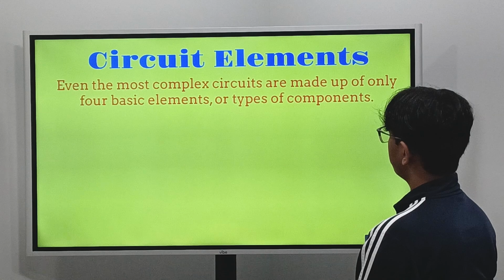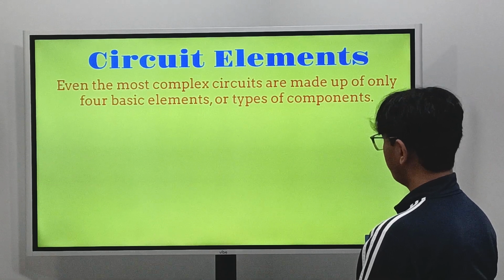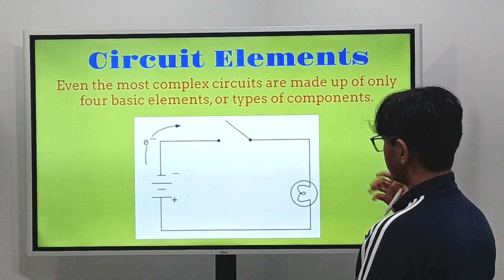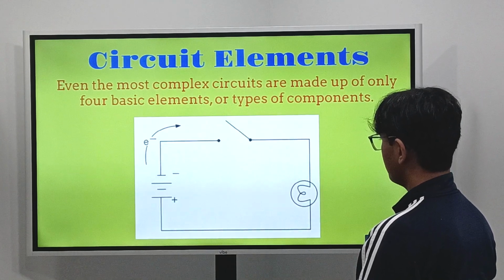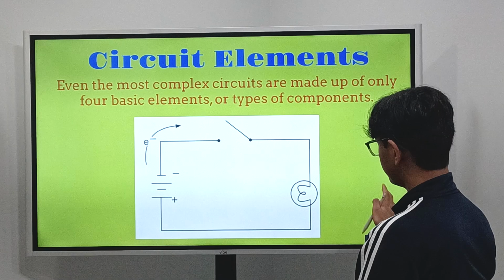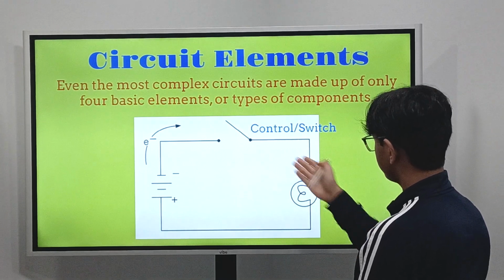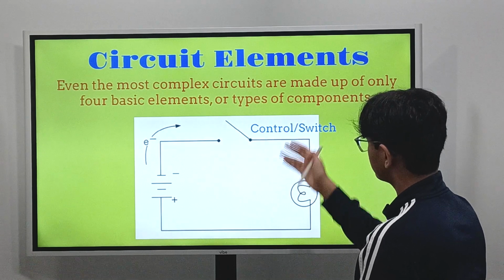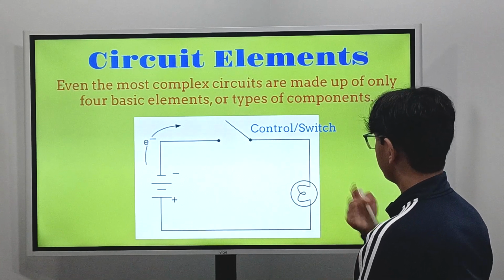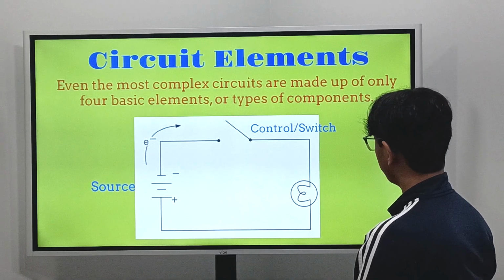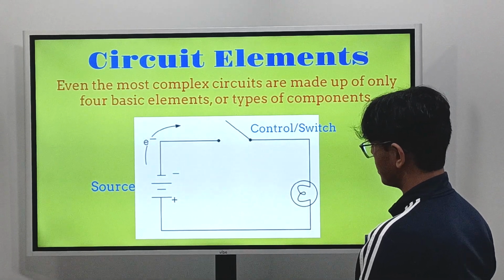Even the most complex circuits are made up of only 4 basic elements, or 4 types of components. Once again, we have our same diagram here. What are the 4 components? The first one is the control, or the switch. Here we can see that the control or switch just opens or closes the circuit to allow the electricity to flow.